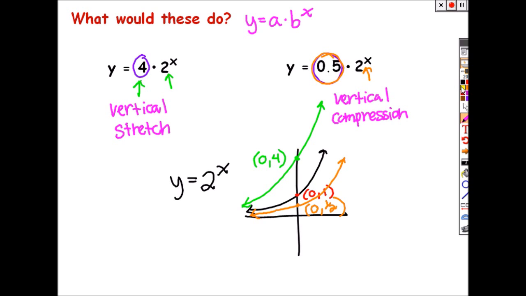So if that a value is greater than 1, that would cause the parent graph to vertically stretch. If it is in between 0 and 1, you're going to have a vertical compression. If it's negative, then you're going to have a reflection in there also.